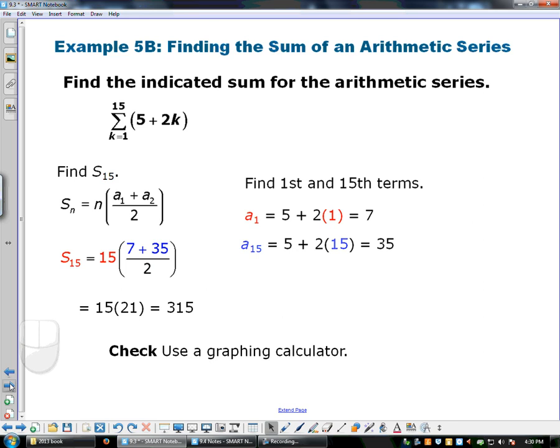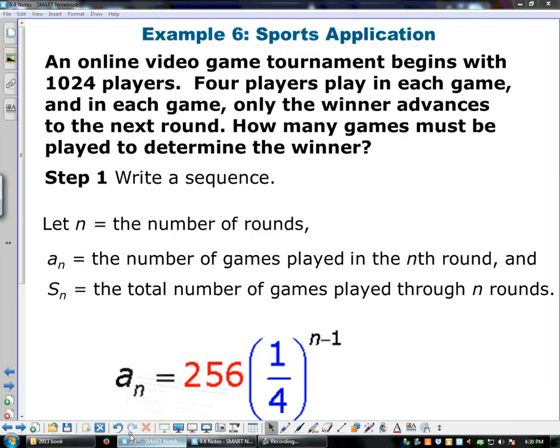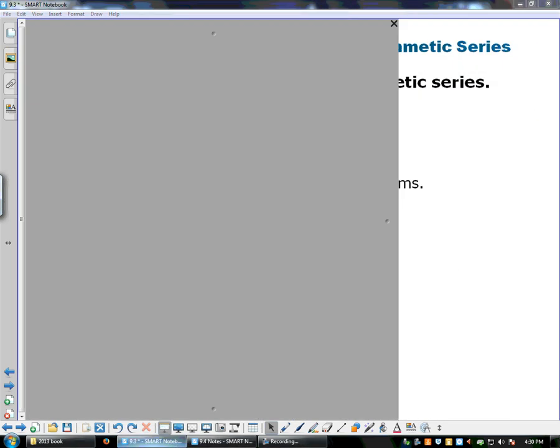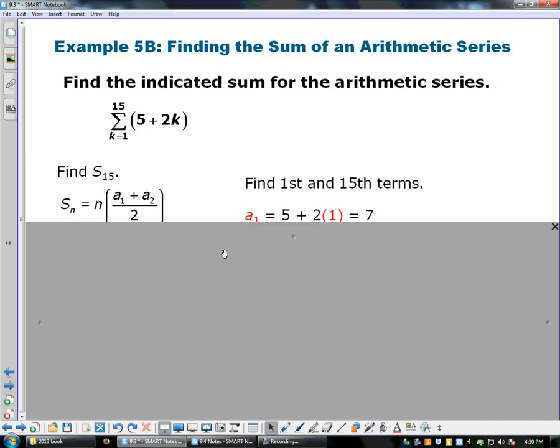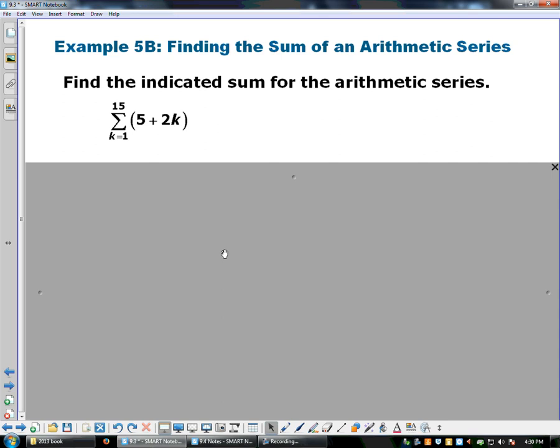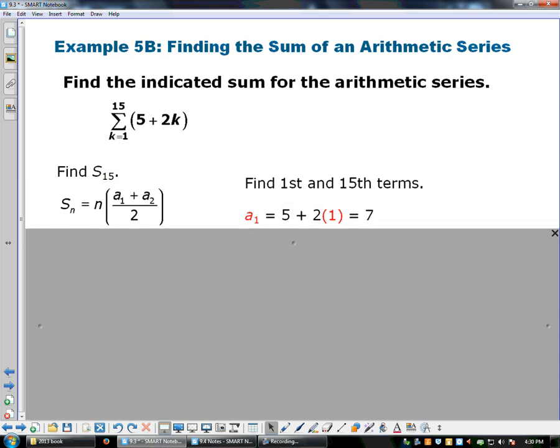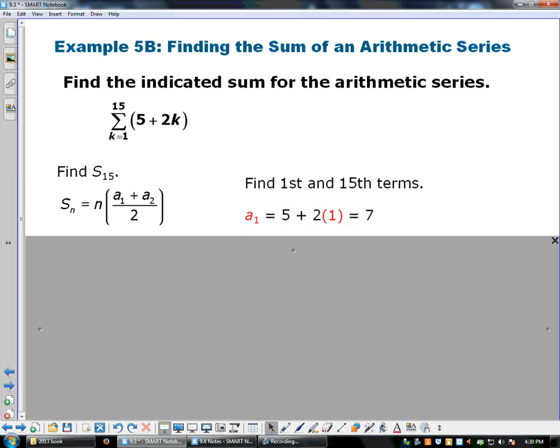Finding the sum of an arithmetic series, find the indicated sum. Find the indicated sum for the arithmetic series that looks like this. Remember, we have this notation with the sigma, and k equals 1 to 15 of 5 plus 2k. And again, we want to find the sum of the first 15 terms in this sequence. So we are going to add all these up.